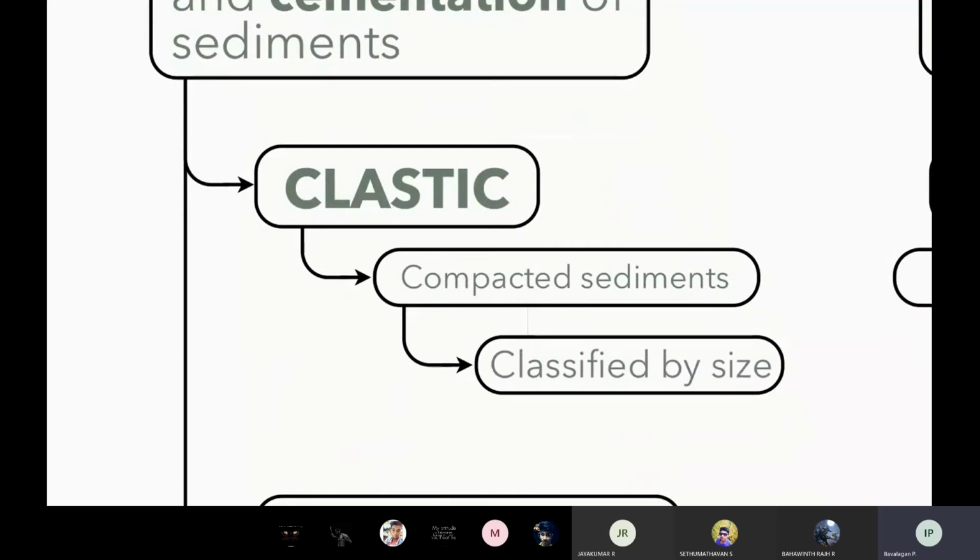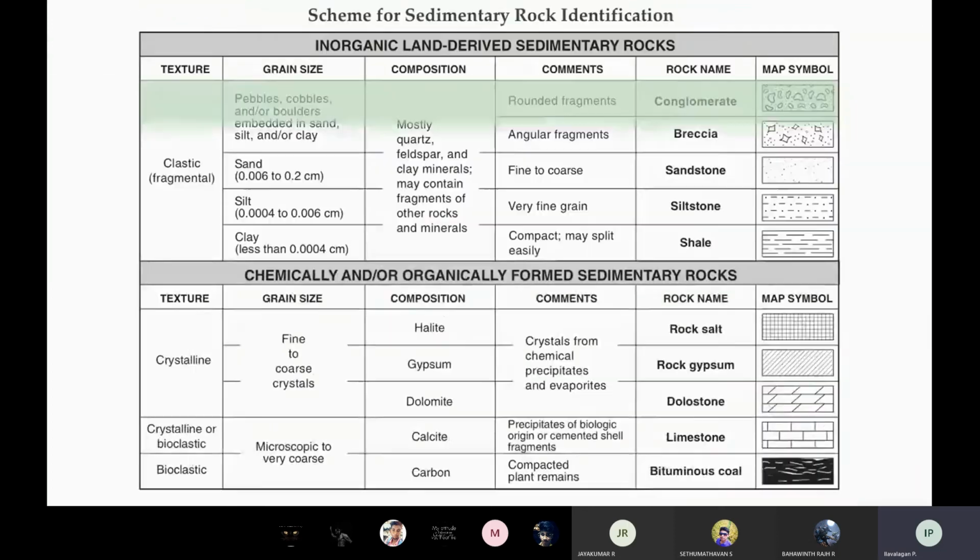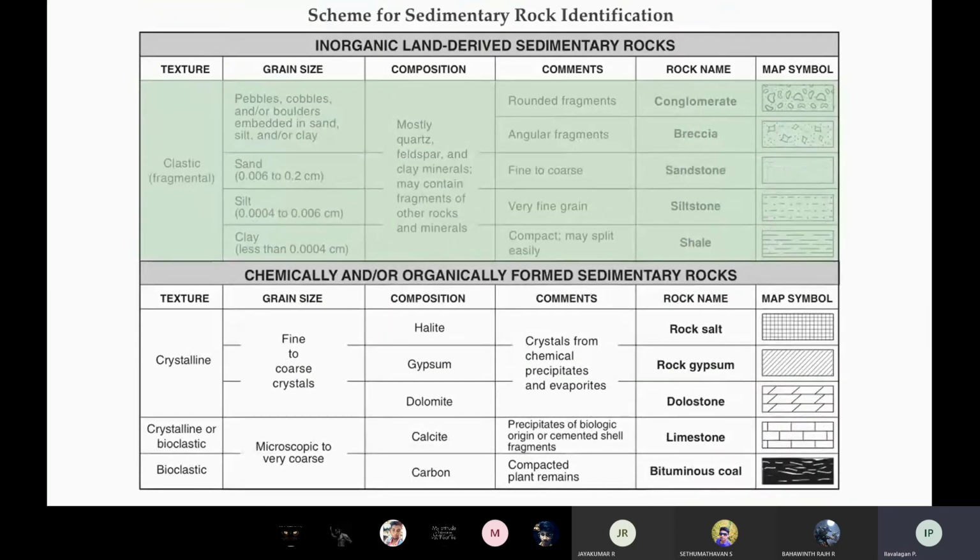Let's take a look at the sedimentary rocks reference table. Now, the clastic rocks are the ones that are on the top half. They're also referred to as the inorganic, because they don't involve any living materials, and land-derived, meaning they come from the land. They come from the rock that makes up the land. Now, if you'll notice under grain size, you can see the different size sediments that make up each of the rocks. Composition tells you what minerals you would expect to see. Comments are just important information. And then, of course, you have the names of the rocks and something called the map symbol, which we'll be using more later in the year.